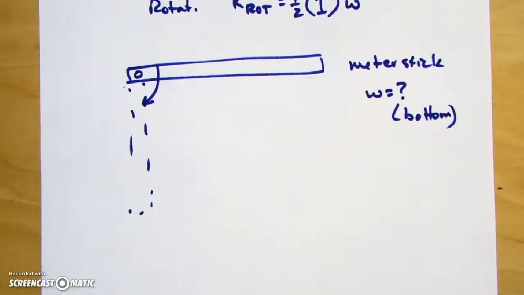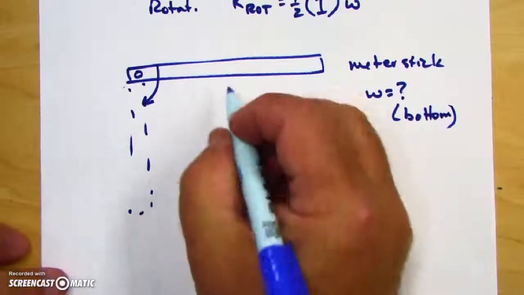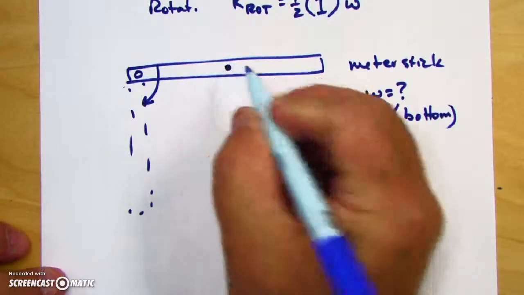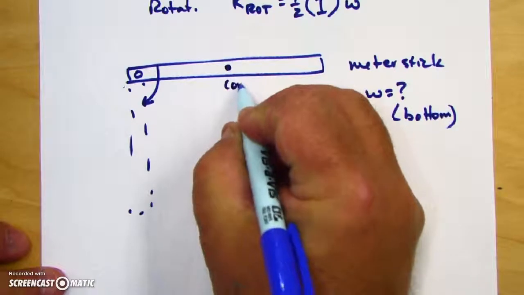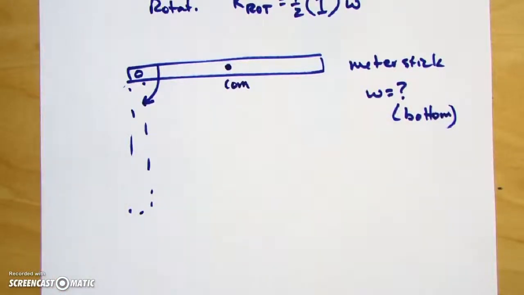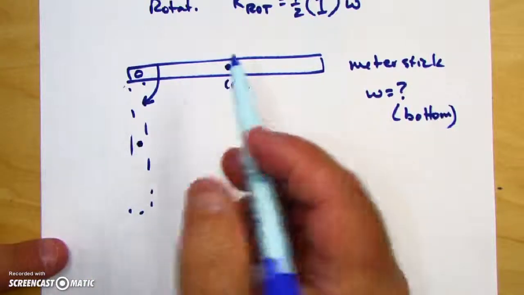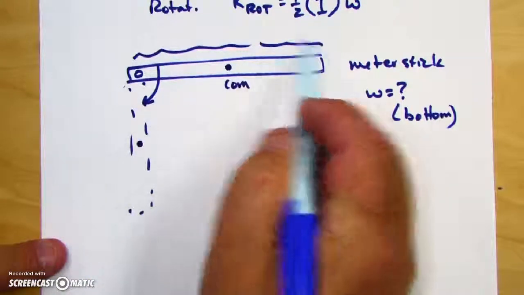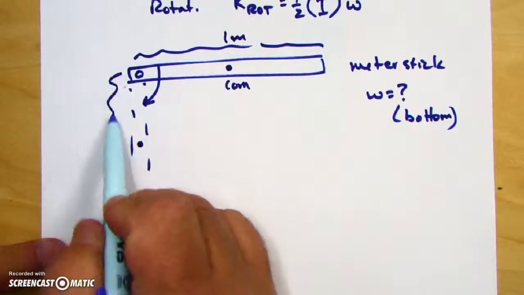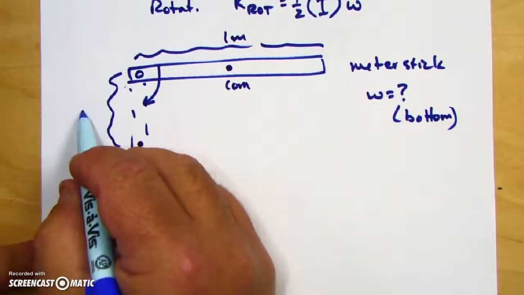Well, it's an energy problem. We know that energy has to be conserved. So remember, I'm going to worry about this center of mass right here. It's directly in the center of the meter stick. When it finishes, it will be right here. So if this is 1 meter, this is going to be 1/2 meter.